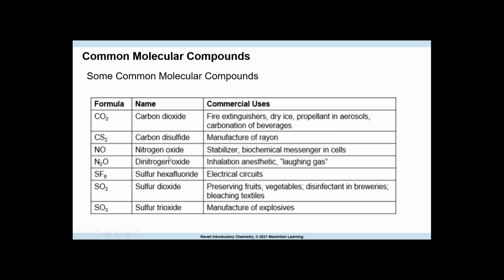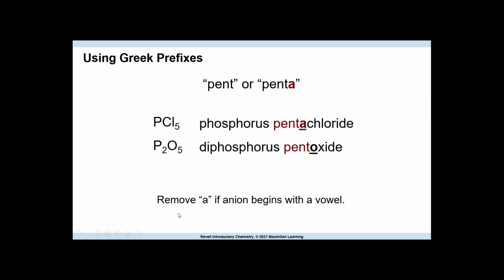You can see carbon dioxide, carbon disulfide, nitrogen oxide, dinitrogen oxide. These are those weird rules where we don't use mono in front of them. You know, I just taught you a rule, and now I'm taking back some of the rules. And I know there's always exceptions, unfortunately. Sulfur dioxide, sulfur trioxide.